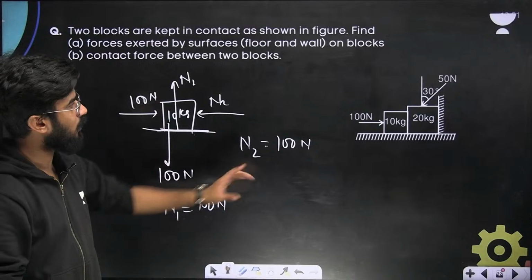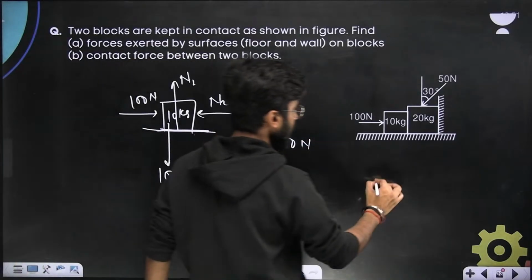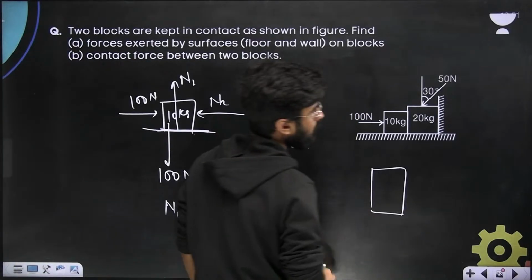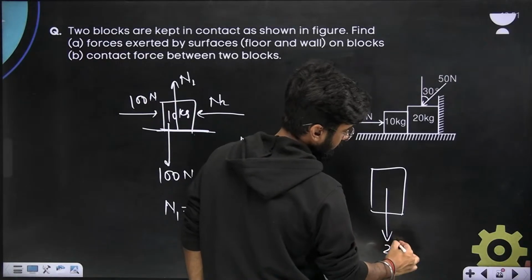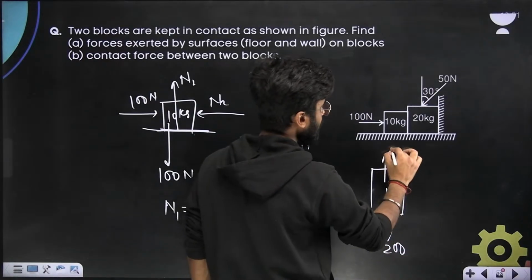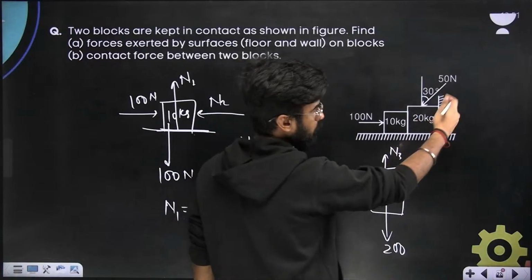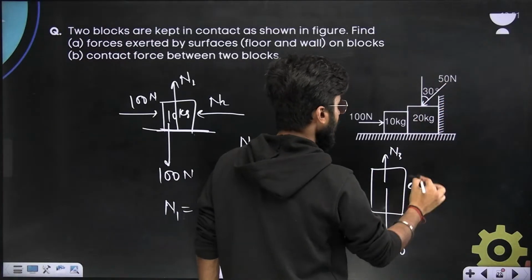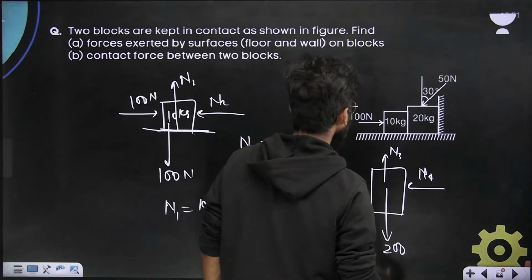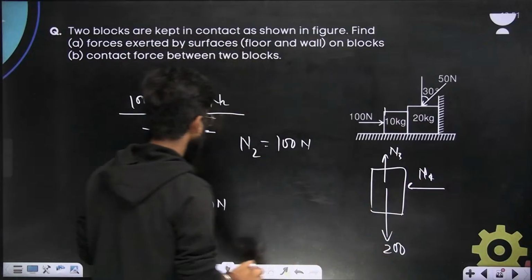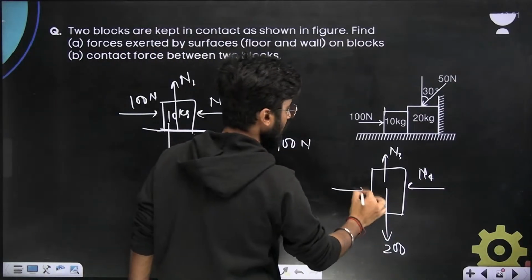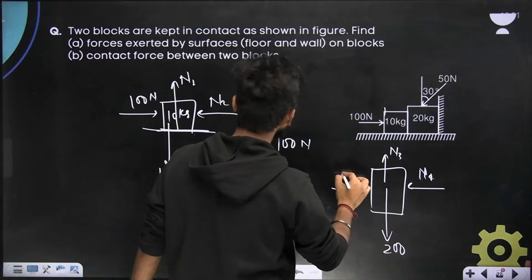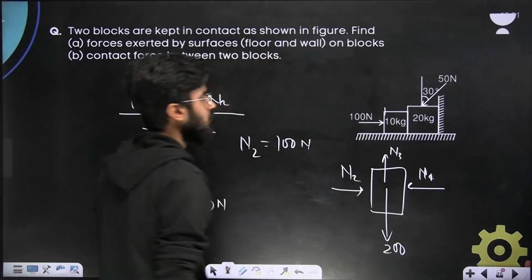Now, on that particular block, this block is there, 200, that is mg. Suppose this is N3. Suppose that this particular wall is applying N4, and this 10 kg block is applying N2 on this. We will talk about this in the action-reaction pair later. So this is N2.